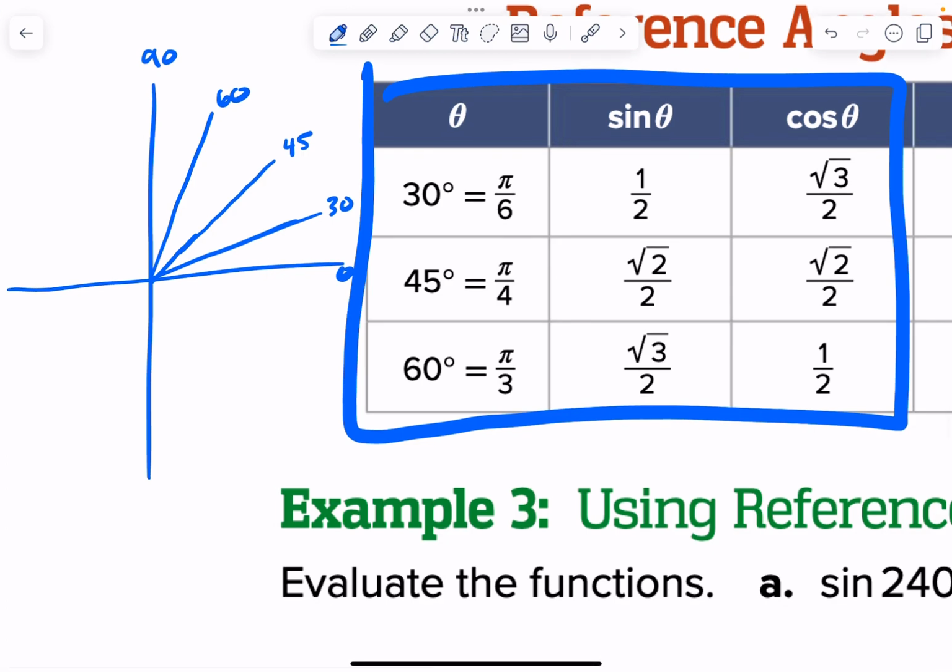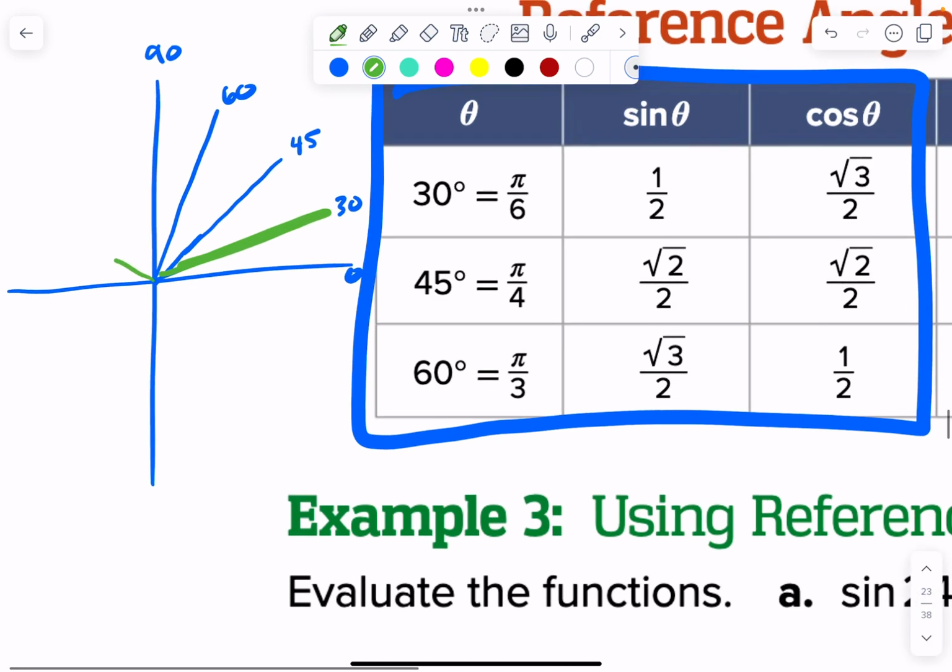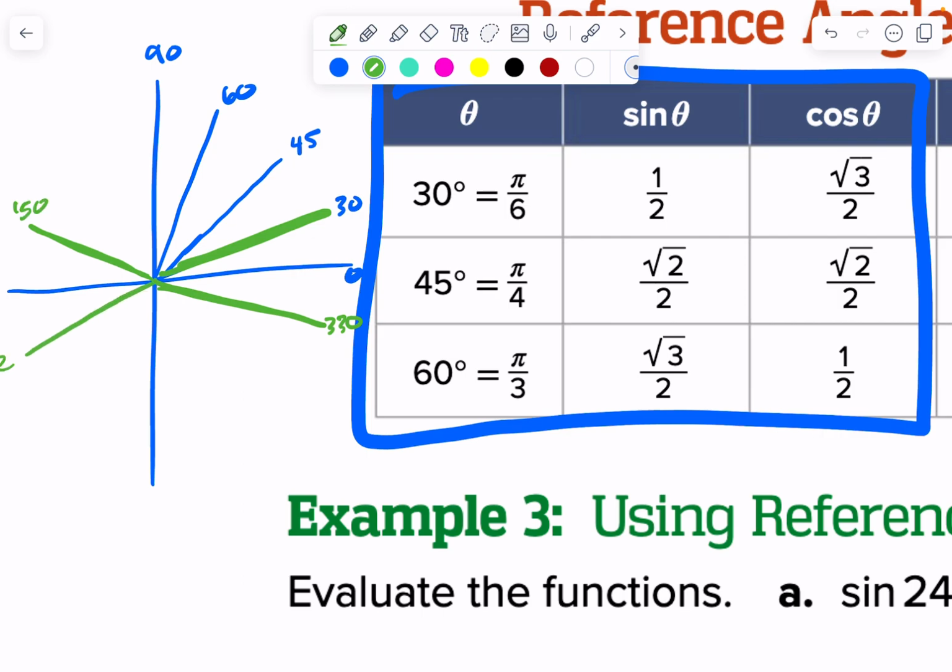30 degrees will end up being the same x and y coordinates, or sine and cosine, as 150 over here. And the same thing with this one down here, which is like 330, and then this one would be 210. Those are all going to be the same xy coordinates.